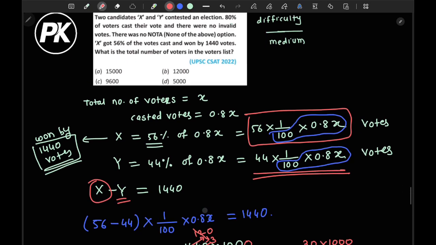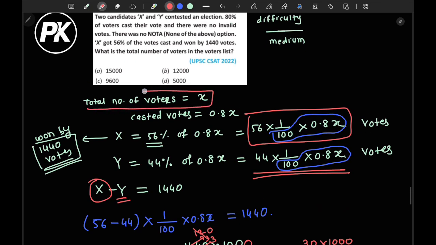So what was our X? It is the total number of voters, right? And how many are these? 15,000, and that is what is asked, right? Total number of voters in the voter list. So that is equal to 15,000. So option A is the answer. You got the overall problem. It's easy. Now let's move to the next problem.